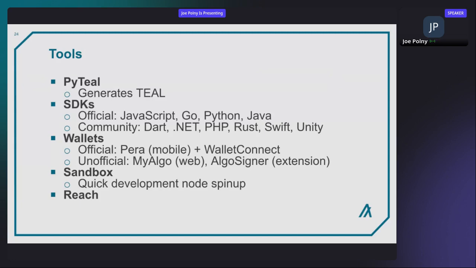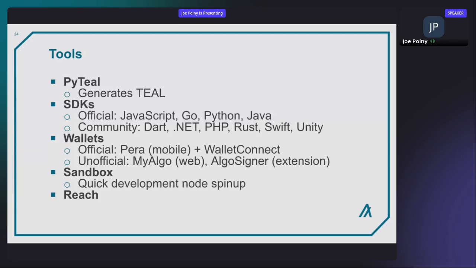So for wallets, the official wallet is Pera, and this is a mobile-only wallet. So if someone is using a dApp that integrates with Pera, in order to connect the dApp to the Pera wallet, they use something called Wallet Connect. And if you're not familiar with Wallet Connect, this is basically if you want the user to sign a transaction with Pera, it shows them a QR code, they scan it with their phone, they sign it, and then the transaction goes through.